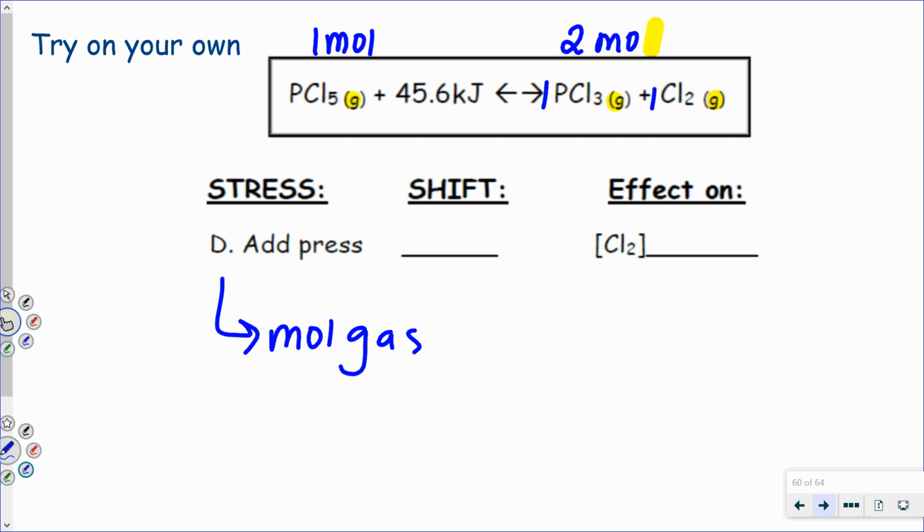So if I increase the pressure, I'm squeezing my system tighter and tighter. It's going to shift to relieve that. So it's going to go to the side with fewer moles of gas, which would be to the left. What does that do to my concentration of Cl2? Well, my new arrow is pointing away from that now. So this is being used up to generate more of the PCl5. So its concentration is going to decrease. All right, I think we have a couple more.